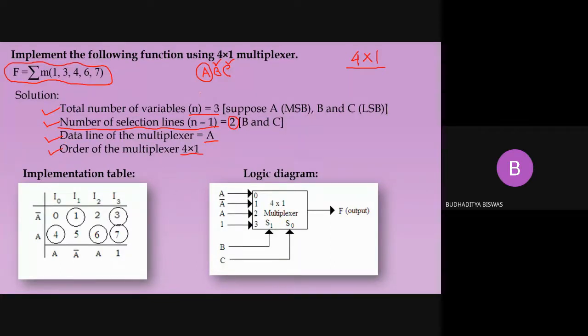First find out the number of variables. If it is n, then n minus 1 should be the selection lines. In this example it is 2, and the selection lines should be all variables except the MSB. Here there are a total of 3 variables, A, B, C, so A is the MSB. Except A, the other two variables should be treated as the selection lines of the multiplexer, and A, the MSB, should be treated as the data line of the multiplexer. Okay, understand?